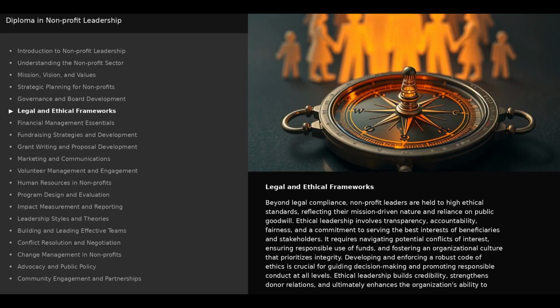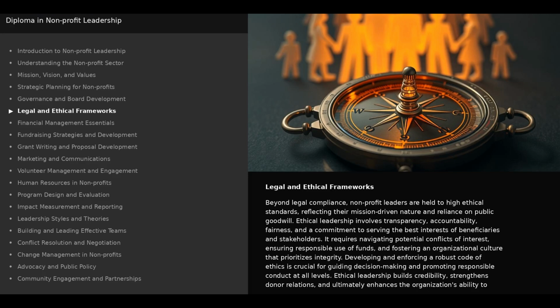Beyond legal compliance, nonprofit leaders are held to high ethical standards, reflecting their mission-driven nature and reliance on public goodwill. Ethical leadership involves transparency, accountability, fairness, and a commitment to serving the best interests of beneficiaries and stakeholders. It requires navigating potential conflicts of interest, ensuring responsible use of funds, and fostering an organizational culture that prioritizes integrity.